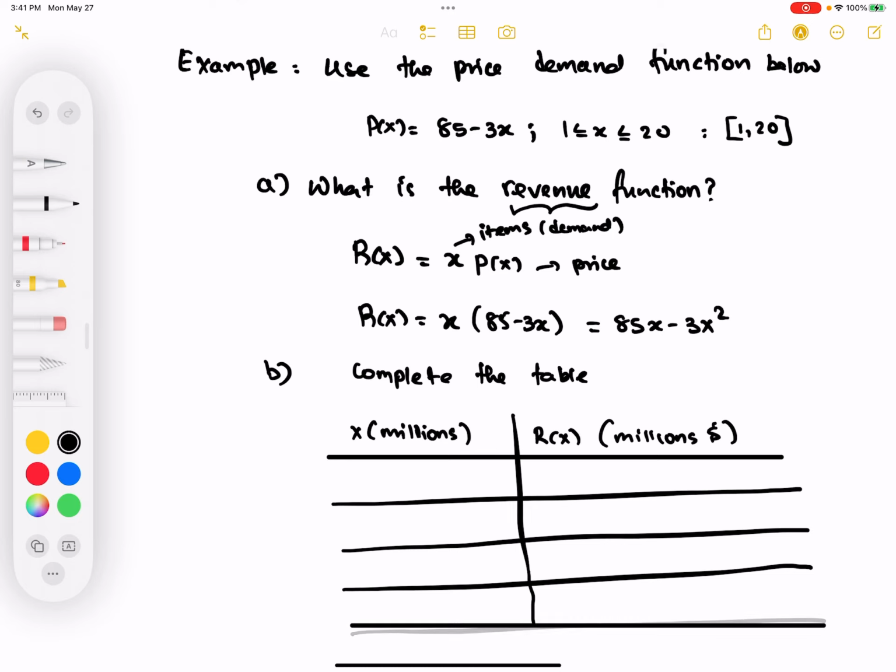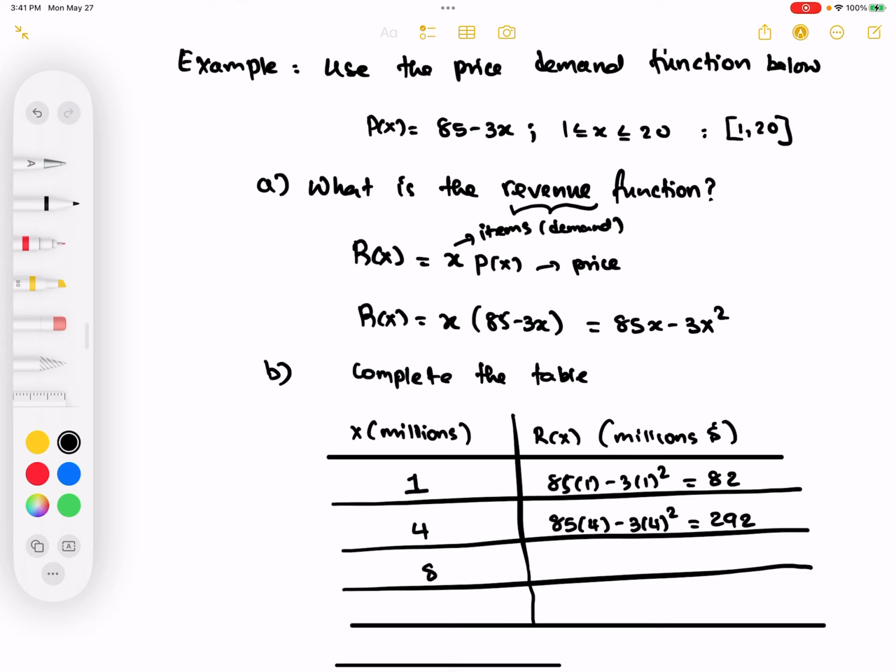Okay, so let's calculate for different values and see how much money a company generates. For example, if the company sells 1 million, you have to substitute 85 times 1 minus 3 times 1 squared, it is 82 million, right? Use your calculator. And if the company sells, for example, 4 million, that is 85 times 4 minus 3 times 4 squared. So when you plug in these values into your calculator, you will get $292 million.